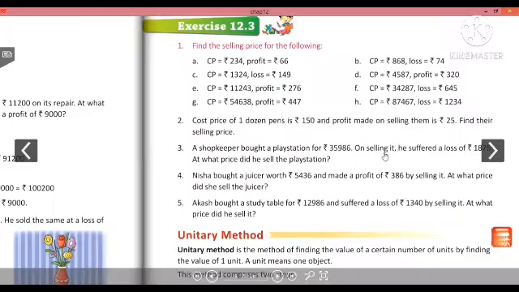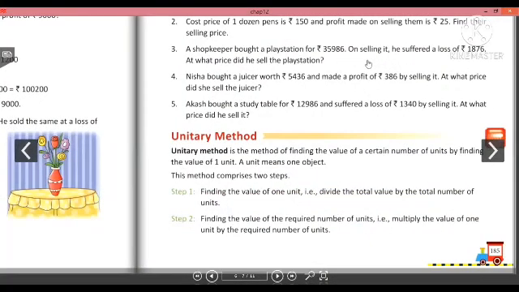Unitary method is the method of finding the value of a certain number of units by finding the value of one unit. Unit means one object. Okay. Now let's quickly look at an animation to understand this concept.